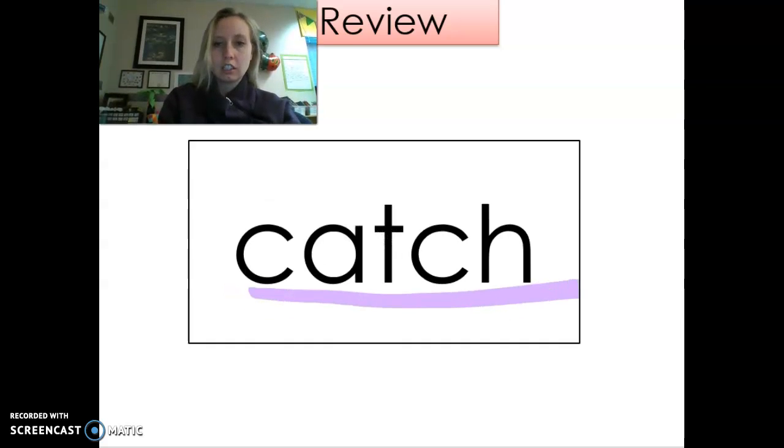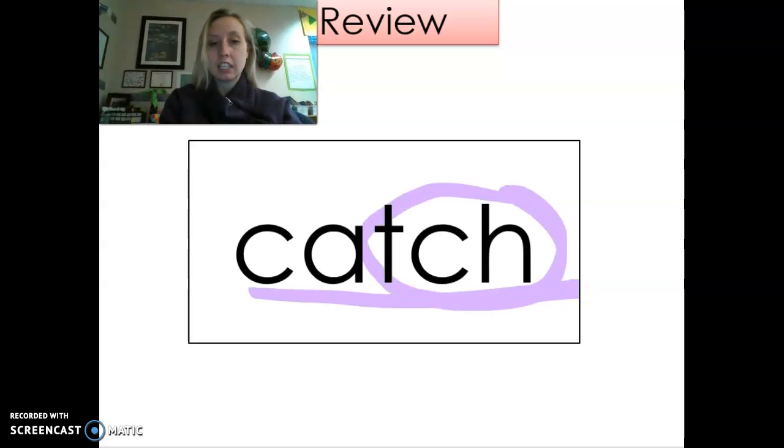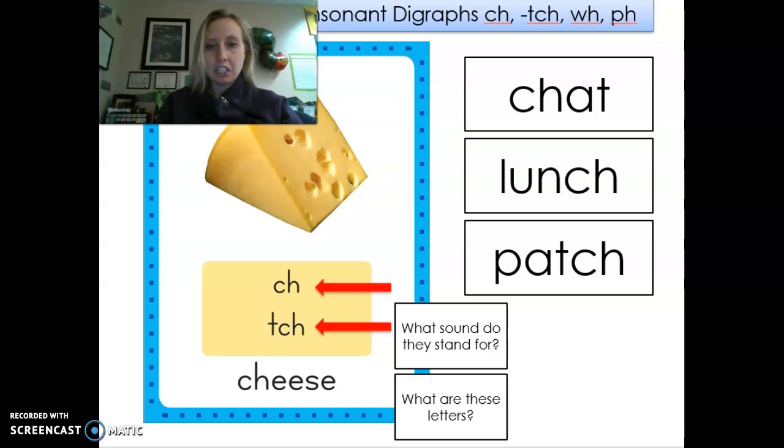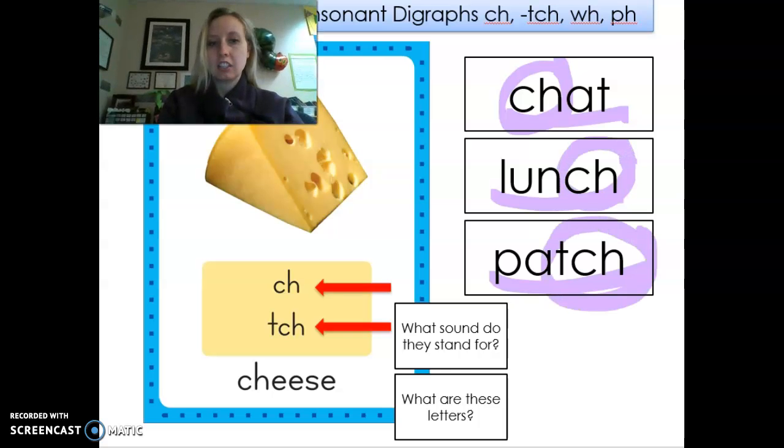Okay, and you'll notice TCH, if we have TCH, it's always at the end. It's never at the beginning. The CH can be at the beginning or the end. Okay, this is the cheese card, as in chat, lunch, or patch. So we have CH at the beginning, ch. We have CH at the end, ch. And we have TCH at the end, ch.